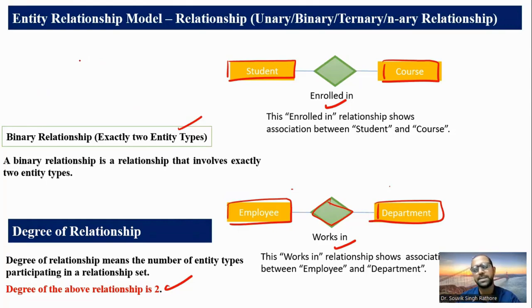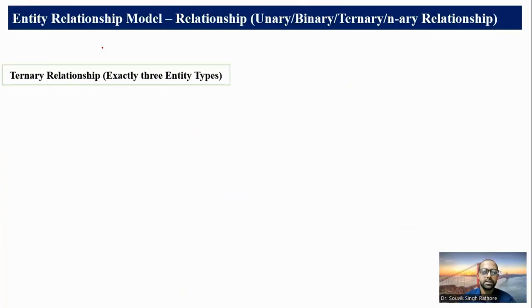One important point to be noted is that binary relationships are the most common type of relationship in database design. For example, student enrolls in course, employee works in department, customer places order, doctor treats patients, student belongs to certain department. In each case you see here, exactly two entity types are participating.